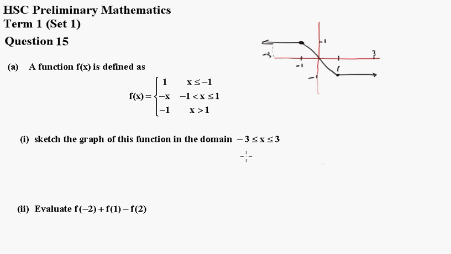Now I've got to evaluate this. So function -2 would have to be equal to 1. Function 1 would have to be equal to here -1, and function 2 also equals -1 down here. So that would be equal to 1 plus -1 minus -1. So these would go out, and just -1 gives you +1.